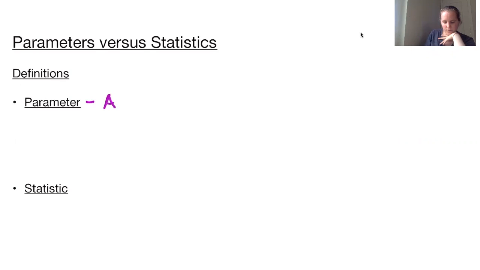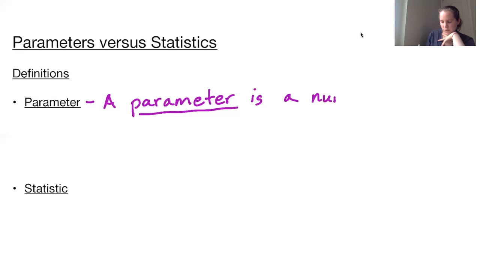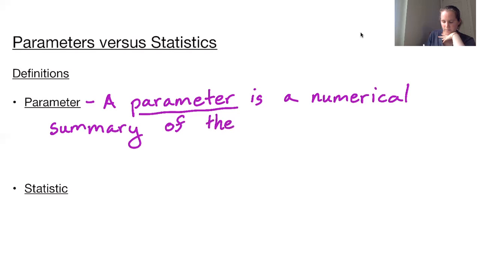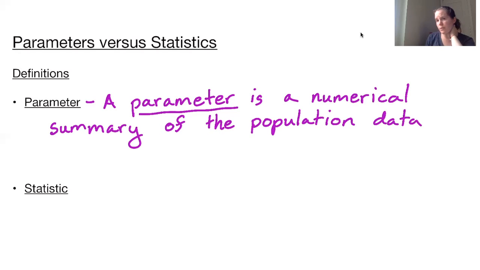So a parameter is a numerical summary of the population data. This is usually what we are trying to estimate or trying to study, right? Because we want to know the population information.